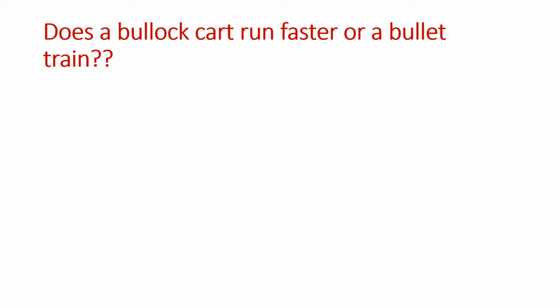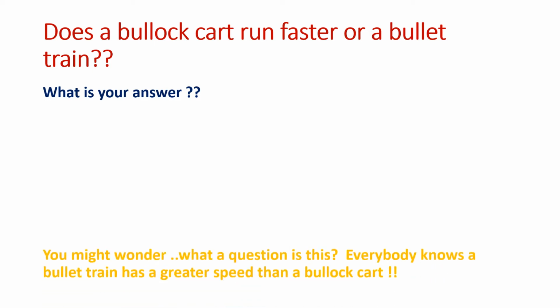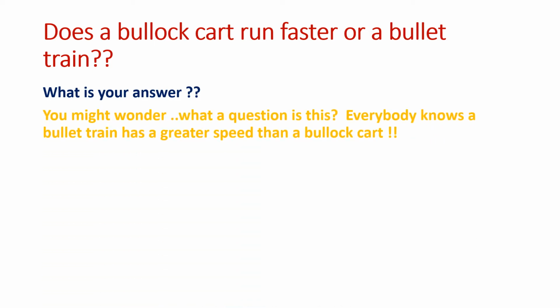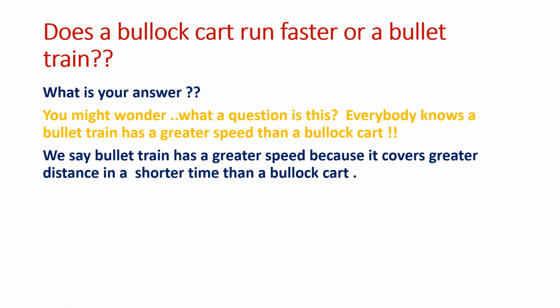You have the answer in your mind, isn't it? Now, you might be thinking, what a question is this? Everybody knows a bullet train has a greater speed than a bullock cart. So why do you think that a bullet train has a greater speed? Because when you think of speed, you have to consider two things. One is how much distance it has covered, and in how much time. So whenever you think about speed, we think about two things: how much distance and how much time.